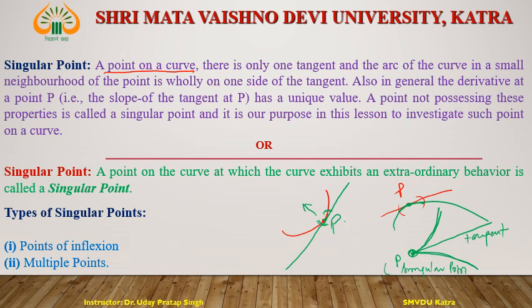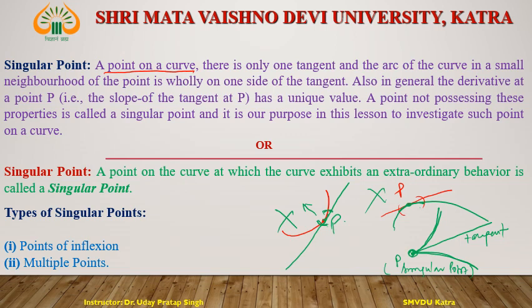Is this singular? No. Is this singular? No. Right? Then see again what the definition is. For a point P on the curve, there is only one tangent, and the arc of the curve in the small neighborhood, if you consider only the small neighborhood of the point, is wholly on one side of the tangent. Then this point is not singular.